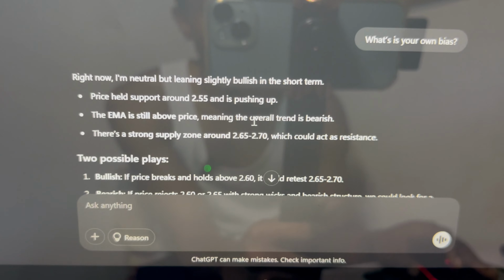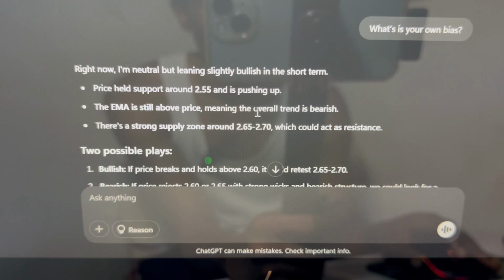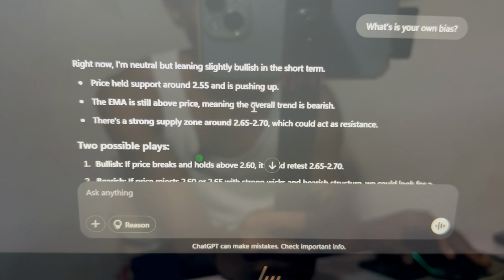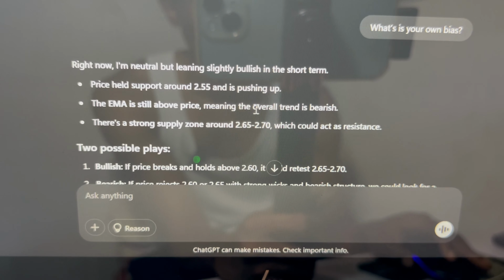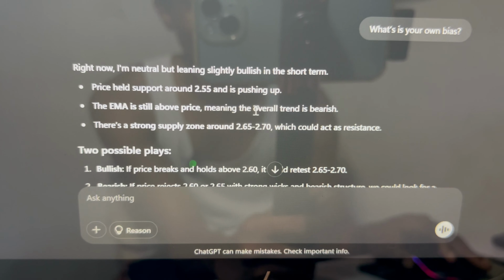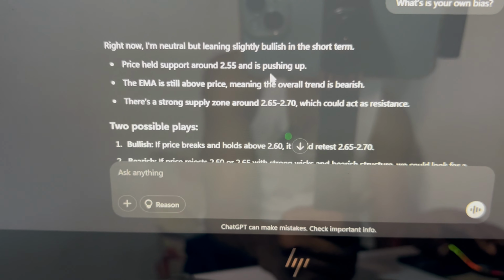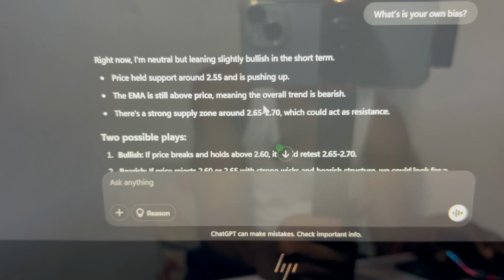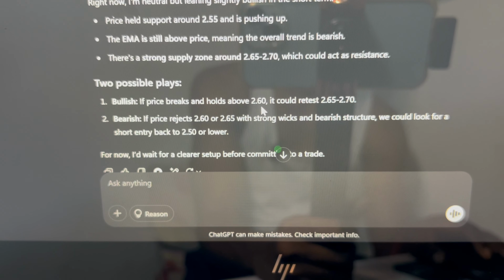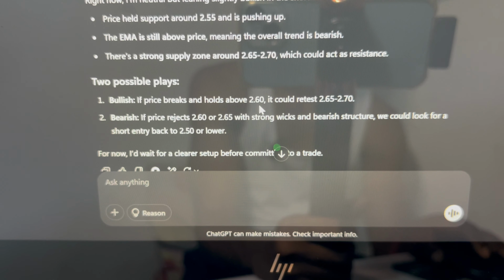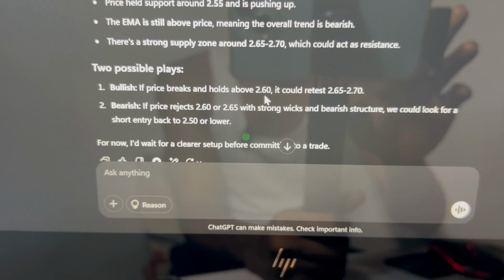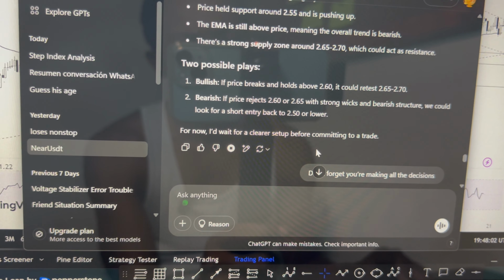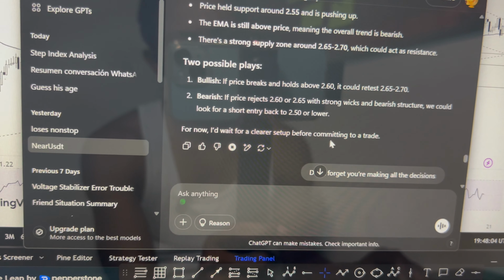Right now, I'm neutral but leaning slightly bullish in the short term. Price held support around 2.55 and is pushing up. The EMA is still above price, meaning the overall trend is bearish. There's a strong supply zone around 2.65 to 2.70, which could act as resistance. Two possible plays. One, bullish: if price breaks and holds above 2.60, it could retest 2.65 to 2.70. Two, bearish: if price rejects 2.60 or 2.65 with strong wicks and bearish structure, we could look for a short entry back to 2.50 or lower. For now, I'd wait for a clearer setup before committing to a trade.